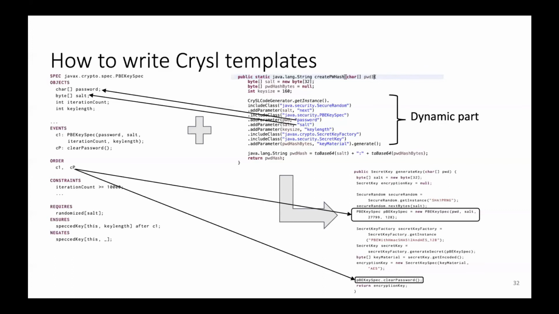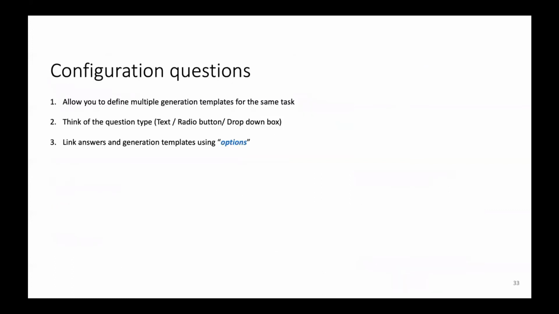So that will be the next part, where you have to think about your configuration questions, which, as I mentioned to you, are ways to allow you to define multiple generation templates for the same task. And before you create or supply these configuration questions, think about what kind of questions you want to ask. Should it be a text box? Should it be a radio button? Should it be a drop-down box, right? And then you link the answers to generation.